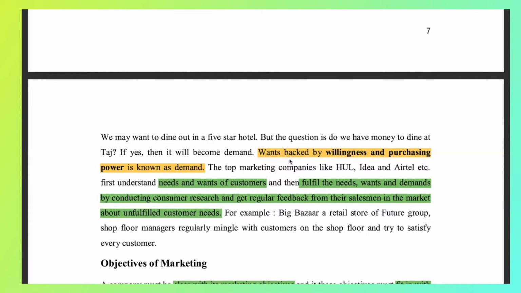Basically, demand is want backed by willingness and purchasing power. Willingness is that you want to buy it, and purchasing power is that you have the money to buy it. For example, you want to buy a new TV and it's 50,000 rupees, and you have the money to purchase it. That's your demand. But if you want to buy a TV which is for 1 lakh, but you only have money for 50,000, that is not your demand. That is something you want, but you can't buy.